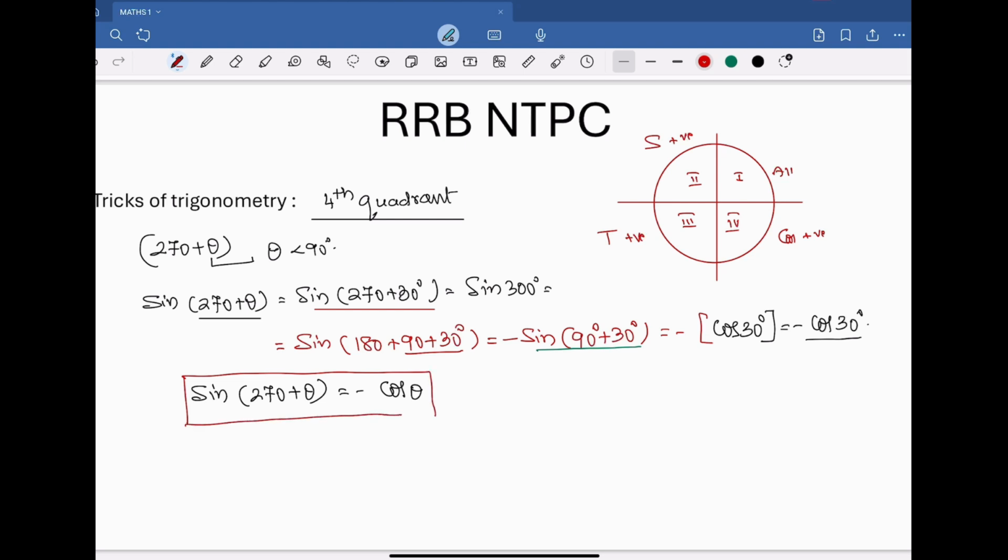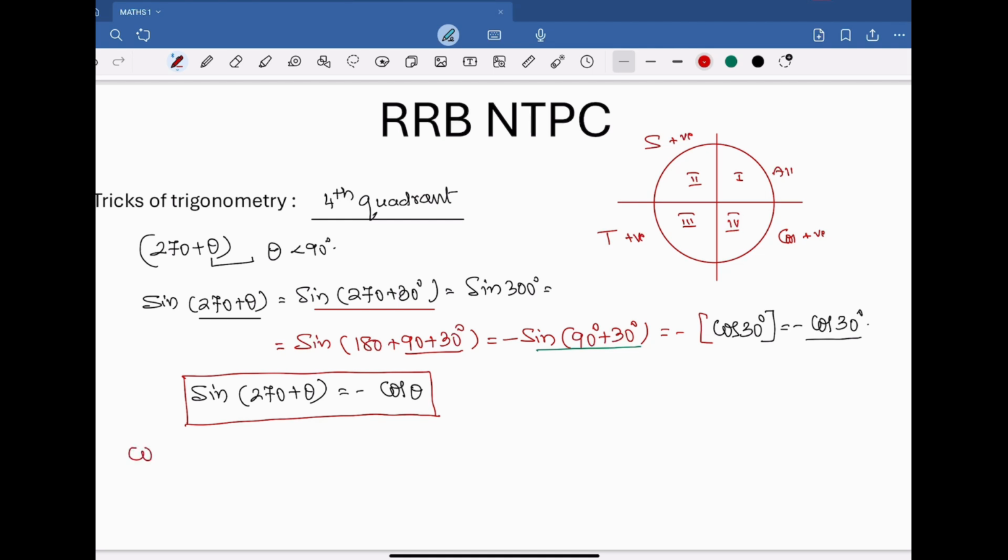Why has the minus sign come? 270 is nothing but 180 plus 90, so 180 plus 90 plus theta. 90 plus theta is taken as theta dash. Then that will be minus sin 90 plus 30. This is so. Now, let us calculate.